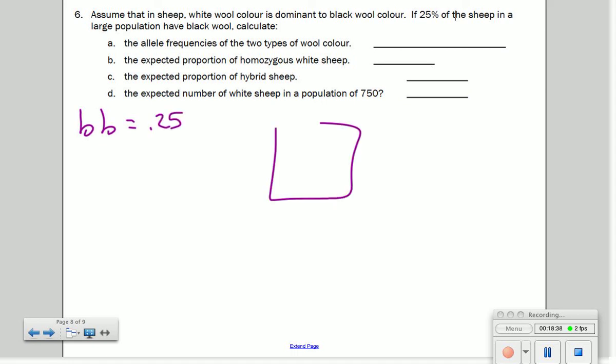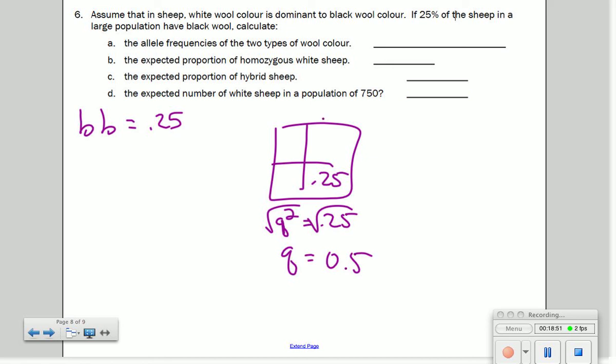0.25. And if I were to make my Punnett square, the square root of 0.25 is 0.5. So this is 0.5, this is 0.5. I know that P plus Q equals 1. Well, my Q is 0.5, so that means my P must also be 0.5. So for this first one here, my big B, and I'm just going to use B, 0.5, and my little b is also 0.5, or you could say P equals 0.5 and Q equals 0.5, whatever floats your boat.